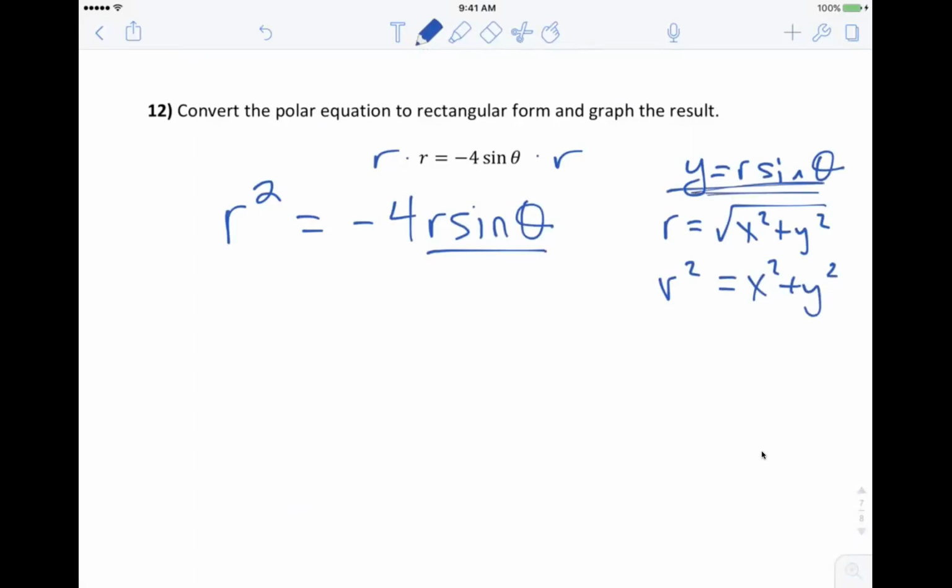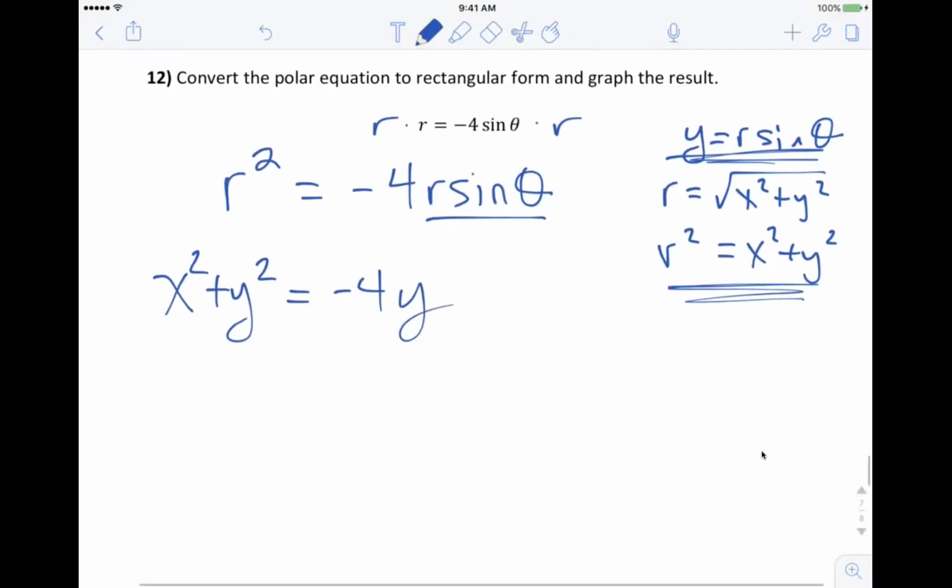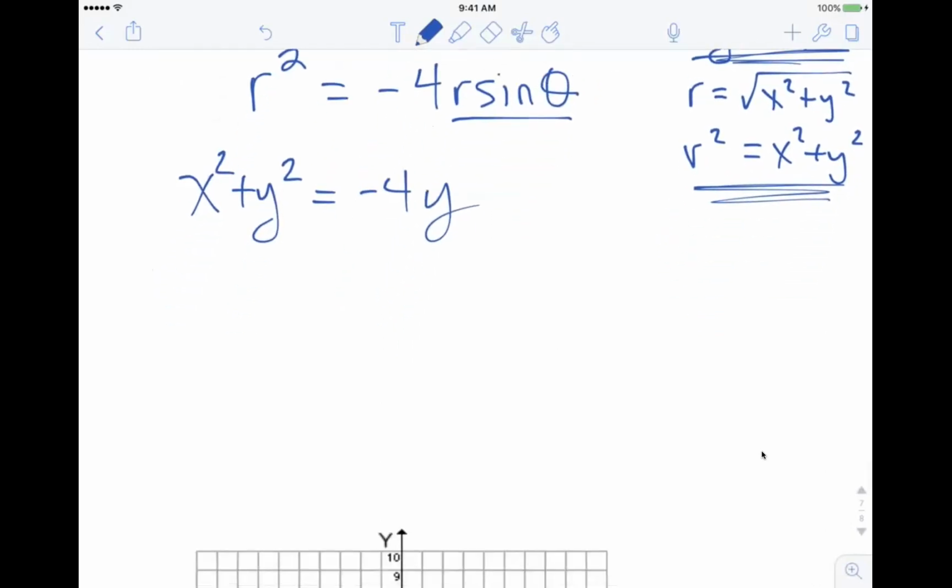So I'm going to do those two substitutions. r squared, I'm replacing with x squared plus y squared. r sine theta, I'm replacing with y. And there you have it, there's your equation in rectangular form. Now this gets into just algebra. If I just add the 4y to the other side, this might be familiar to some of you.